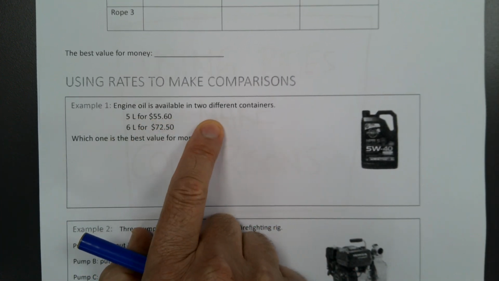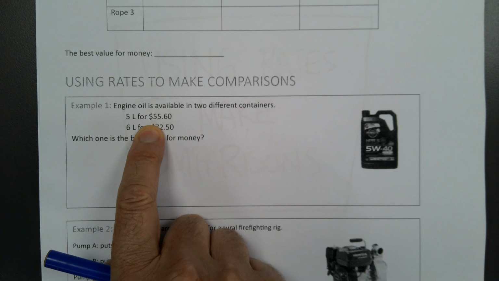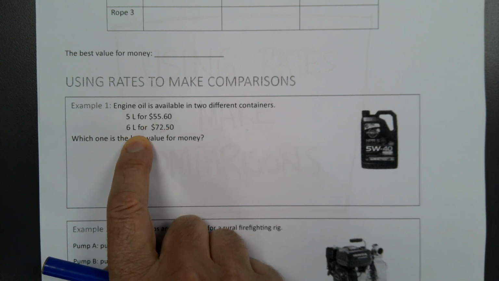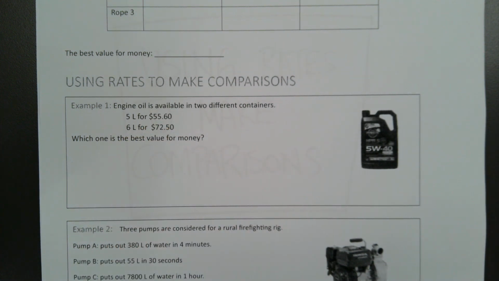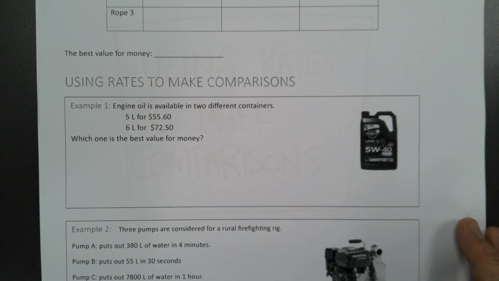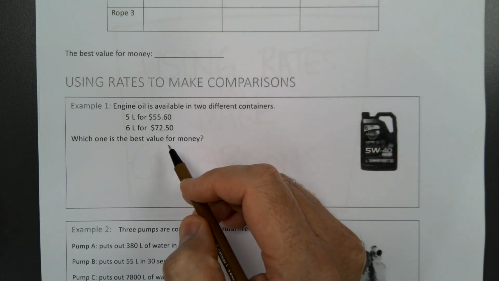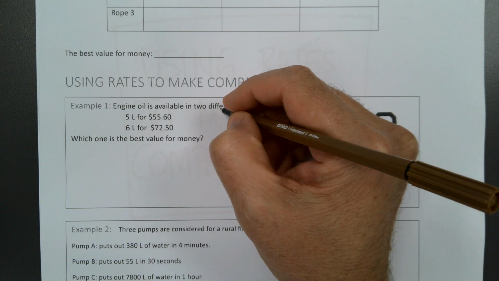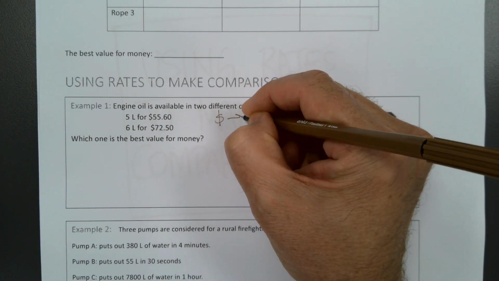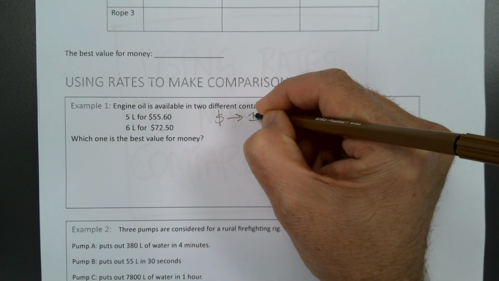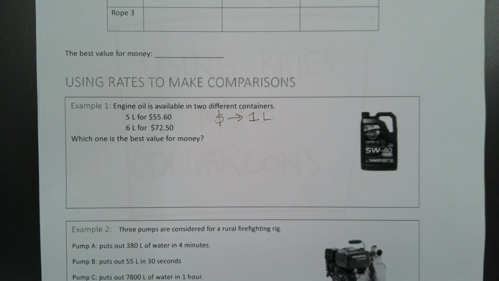Engine oil is available in 2 different containers. You can get 5 litres for $55.60, or you can get 6 litres for $72.50. Which one is the best value for money? Now, you'd assume they're the same brand, the same viscosity, they're going to do the same job. There's just different packaging, different sized containers. All right, so let's look at the first one. What we want to do is we want how many dollars does it cost for 1 litre? What is 1 litre costing us each time?